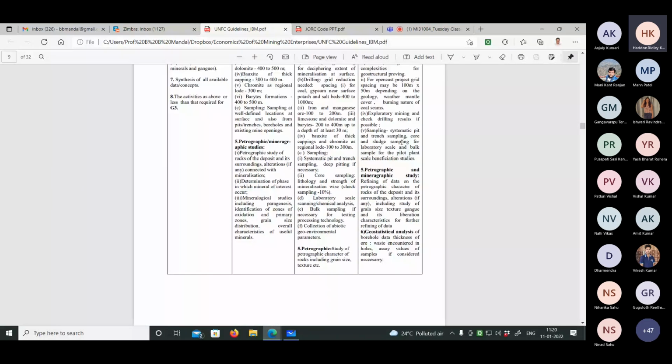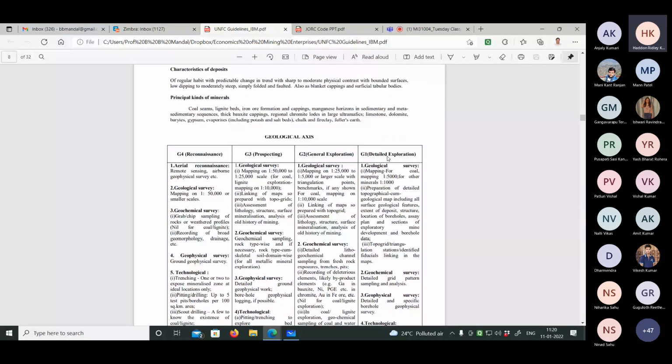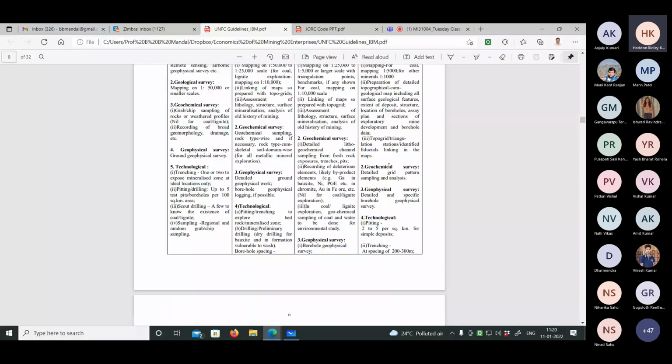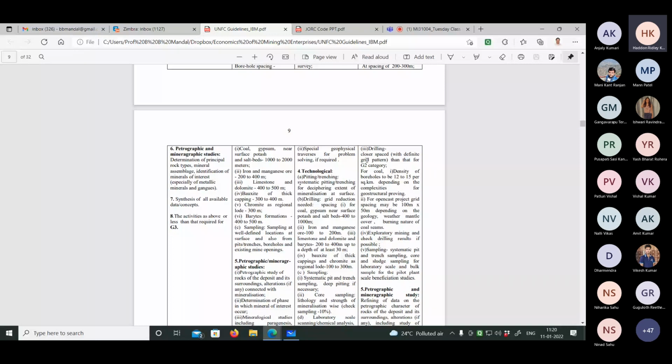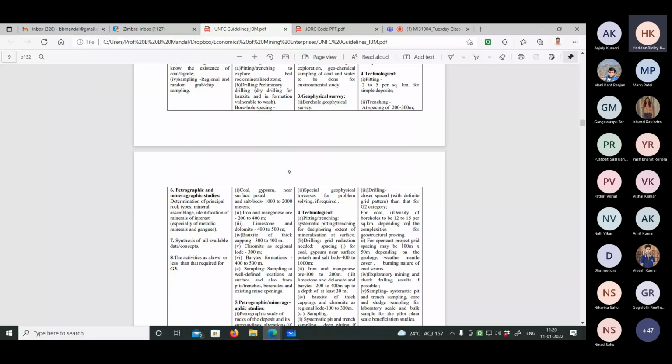If you do all these things, then you can say that you know the deposit very clearly, because the boreholes are also very closely spaced. Drilling, closed spaced with definite grid pattern. For coal, density of borehole to be 12 to 15 per square kilometer, you see. And for open cast project grid, spacing may be 100 meter by 15 meter. But otherwise it is 12 to 15 boreholes per square kilometer. It is densely populated. Okay.